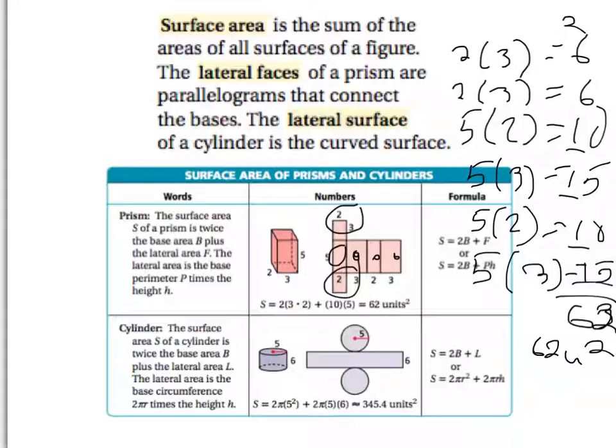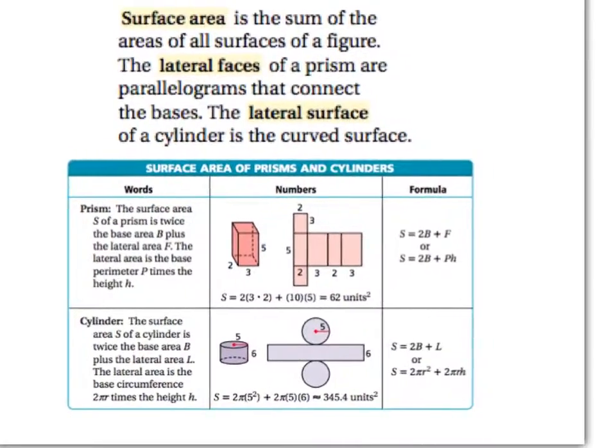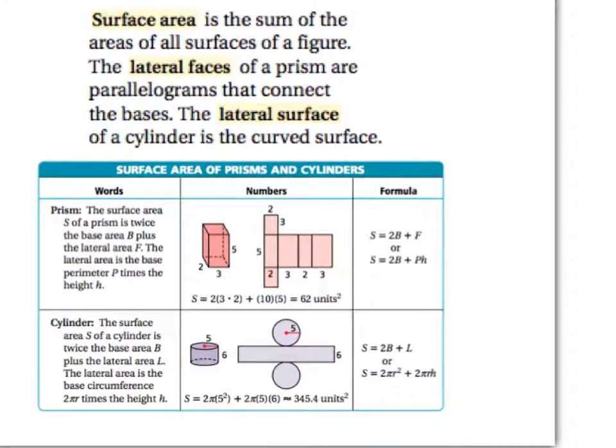Okay, now let me show you the other way. Now the other way that we can do this is using, sorry, let me move this over, using this formula here, okay? So this formula says surface area is found by doing 2 times the base plus the perimeter times the height.